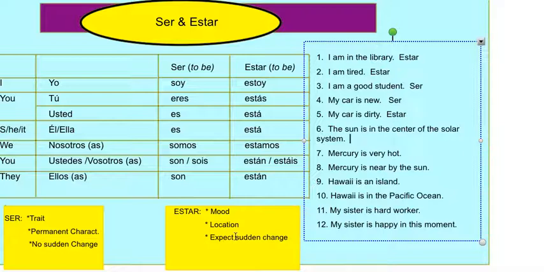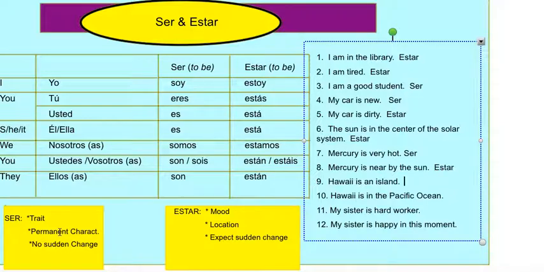The sun is at the center of the solar system. Easy, location. Location is estar. Mercury is very hot. Well, you are giving a permanent characteristic of Mercury. Mercury must be very, very hot every day. Mercury is very hot: ser. Mercury is nearby the sun. Location. Estar.